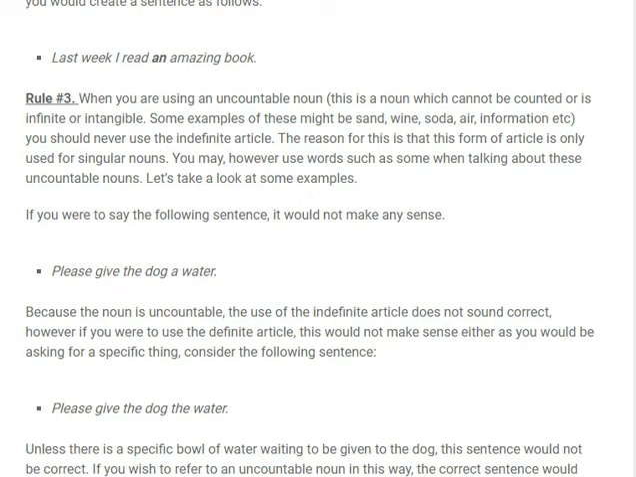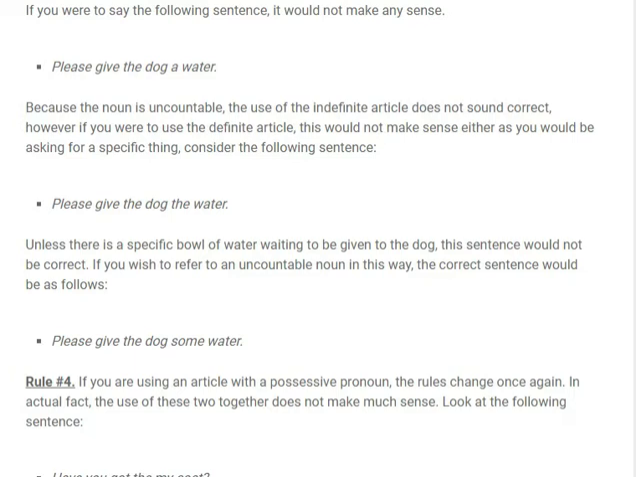Let's take a look at some examples. If you were to say the following sentence, it would not make any sense. Please give the dog a water. Of course, we cannot say a water. Because the noun is uncountable, the use of the indefinite article does not sound correct. However, if you were to use the definite article, this would not make sense either, as you would be asking for a specific thing. Consider the following sentence. Please give the dog the water.